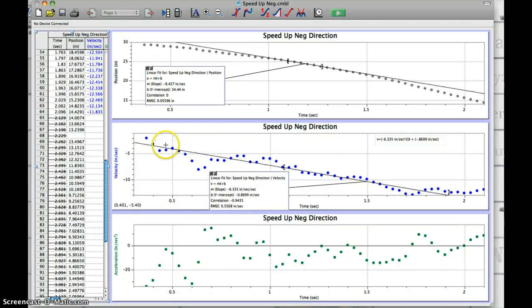That's what the area, all of this here, is equivalent to: negative 13.1. That means it traveled 13.1 inches in the negative direction within a period of 2.096 seconds.